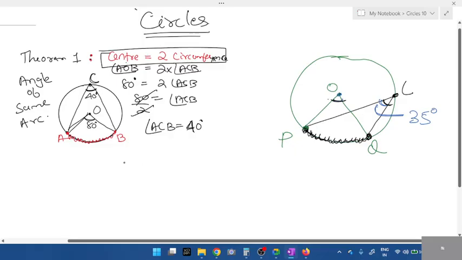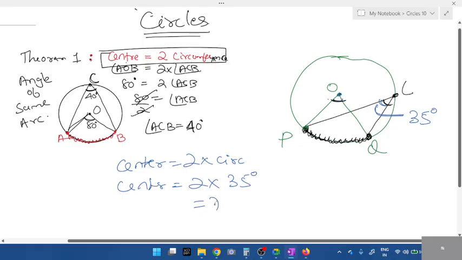Just use the formula. Center is what? 2 times circumference. So if you want to find the angle in the center, 2 into what's the angle formed in the circumference? 35. What is 2 times 35? 70. This is 70 degrees. Isn't it double? Right? So remember the center, it is always double. Circumference it is always half, students. Half of it. For center always double it. Circumference it is always half.